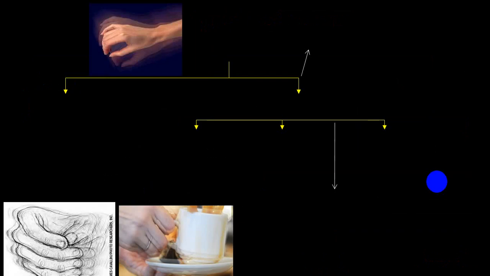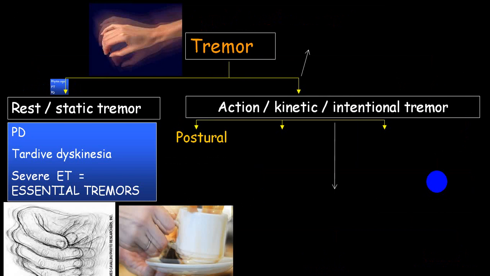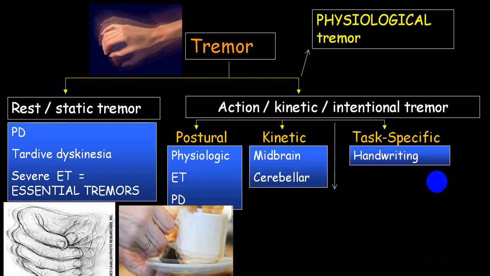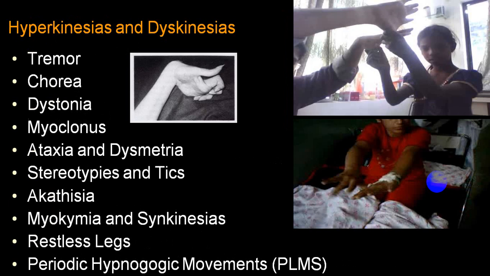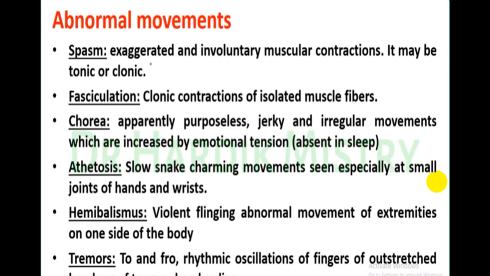Hyperkinetic movements like tremors, etc., and hypokinetic movements. These are hyperkinetic movements. And these are abnormal movements like spasm, fasciculation, chorea, athetosis, hemiballismus, tremors, etc.